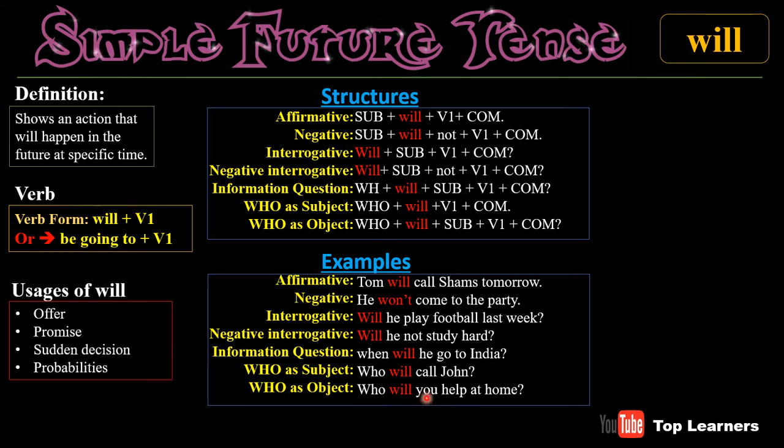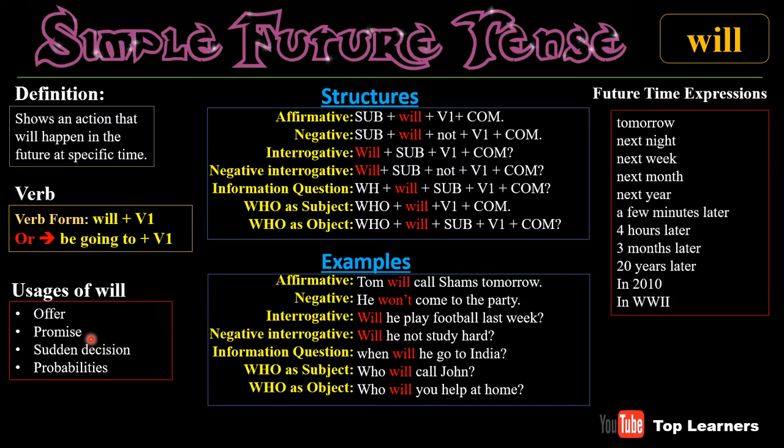Don't forget that we use will for offers that we make to people, for our promises, for decisions or sudden decisions, the decision that we make now, and for probabilities. There are some time expressions for the future, like tomorrow. It's not always about tomorrow. It can be about any other time in the future, like next night, next week, next year, and so on.